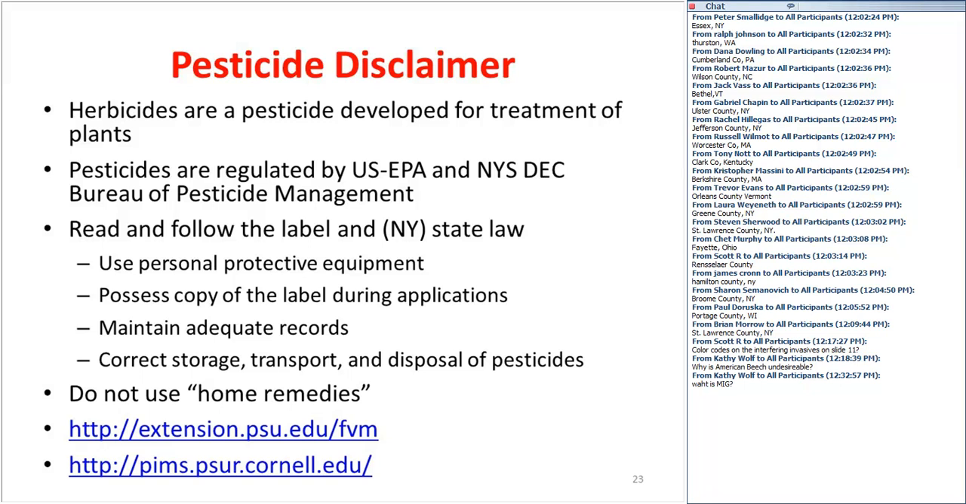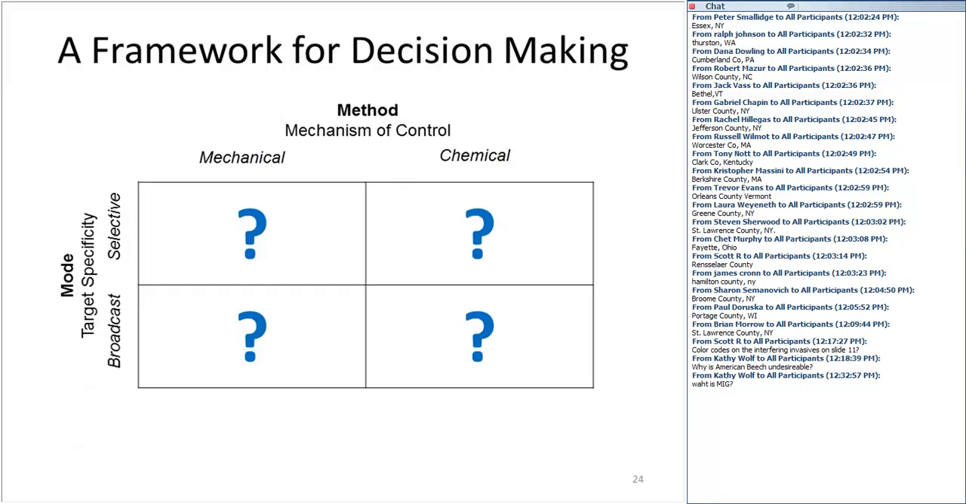Okay, so we know the framework, the method and mode. We know some examples we can be thinking about. We've covered the pesticide disclaimer. Where I want to go with this presentation is to look at this framework for making decisions. Which of these, or which combination of these factors, methods and modes, should we pick?